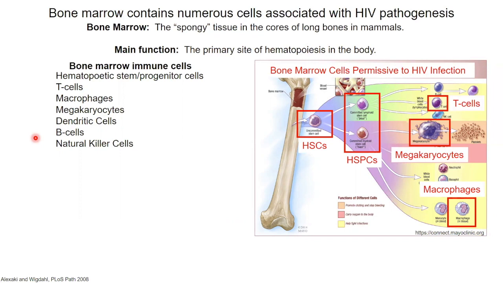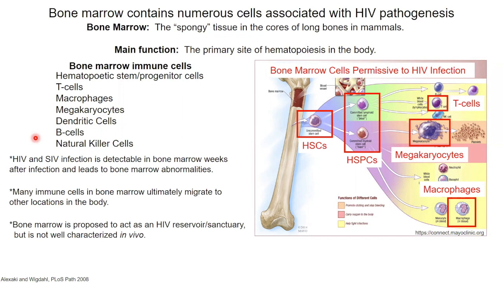Importantly, this is why the bone marrow was of interest for us to look at: HIV infection has been shown to be detectable in bone marrow just weeks after infection. It can lead long term to bone marrow abnormalities and defects in hematopoiesis. Many immune cells in the bone marrow ultimately migrate to other locations in the body, which could be a mode for HIV to systemically disseminate throughout the body.